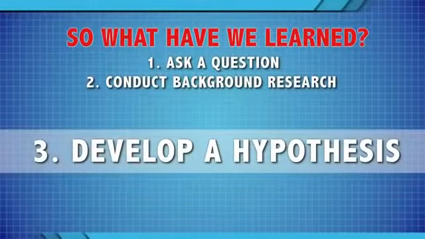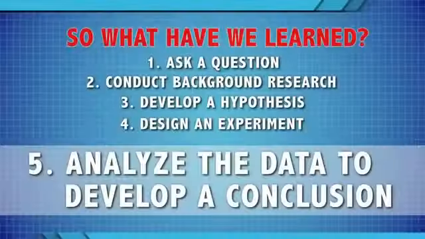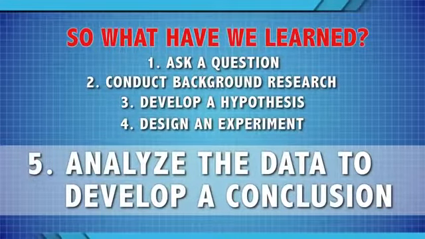Develop a hypothesis. Once your background research has shown you a promising path, you develop a hypothesis, an educated guess about the relationship between independent variables and dependent variables. Design an experiment. To prove or disprove your hypothesis, you design an experiment in which you adjust the independent variables and measure the dependent variables. Analyze the data to develop a conclusion. Once you've made your measurements, it's time to analyze them. You look for relationships then between the independent variables that you can control and the dependent ones that you observe.